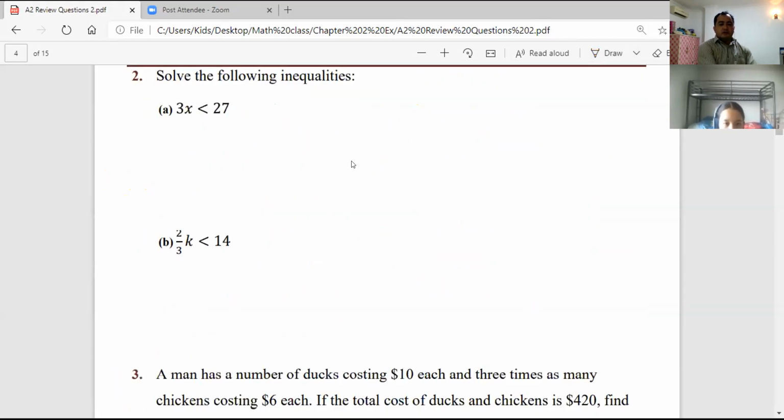Okay. Solve the following inequality. So we have to find what x is, right? This inequality is very similar to solving equations. That means that if 3 times x is less than 27, how can you find x here? So x is multiplied by 3, right? We should divide both sides by 3. So if you divide both sides by 3, x is less than 27 over 3.